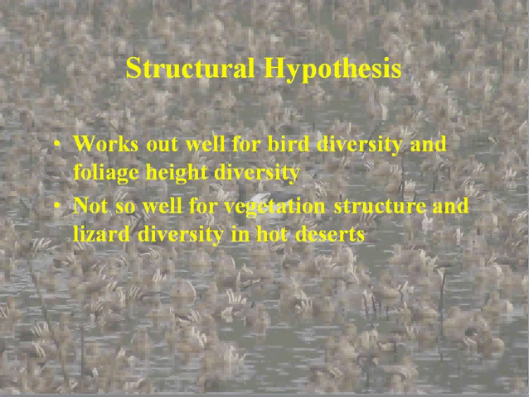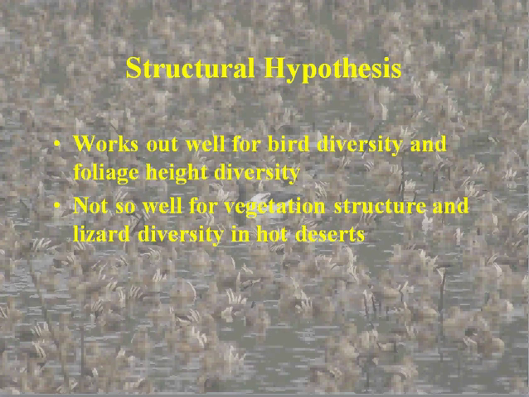It doesn't work so well for other taxa, however. For instance, lizard biodiversity tends to be greater in more simple ecosystems, like in hot deserts. Okay, and that's mainly because lizards will tend to be able to take advantage of energy from the sun directly, so they don't like shade as much, and they would get more productivity with less vegetation. Okay, so the structural hypothesis, like the productivity hypothesis, works in some ecosystems but does not seem to work in others.